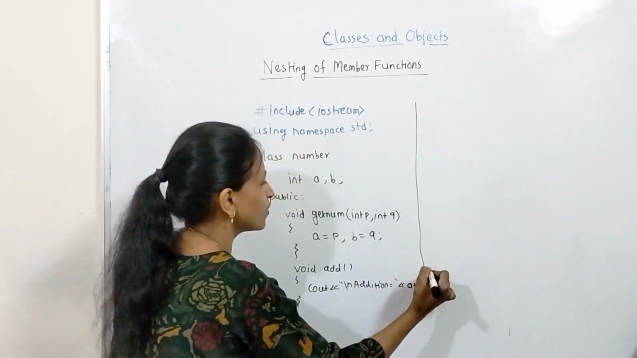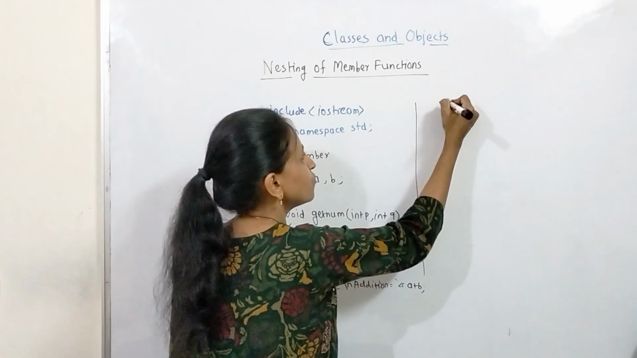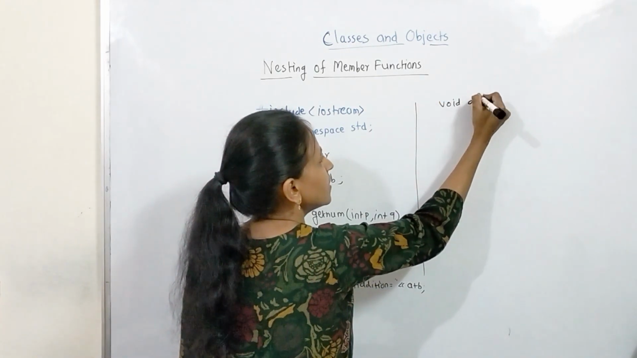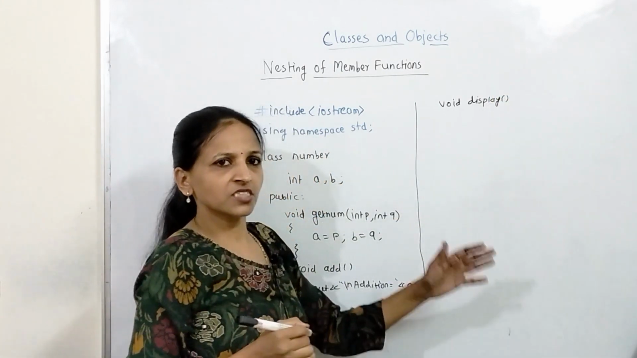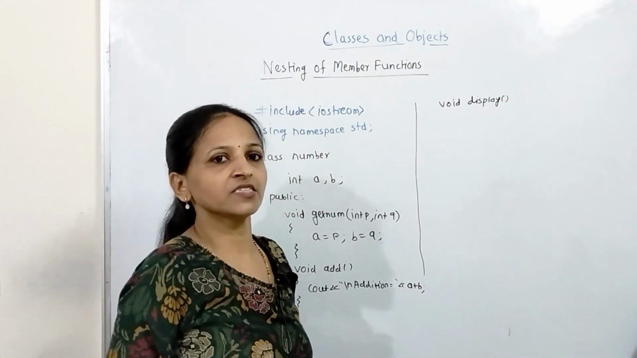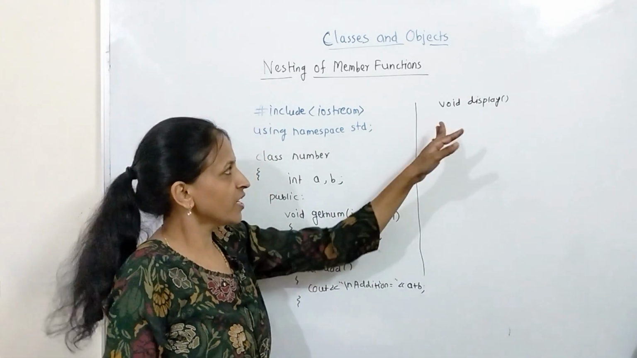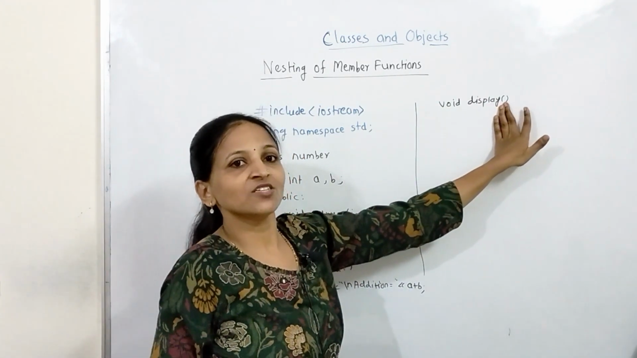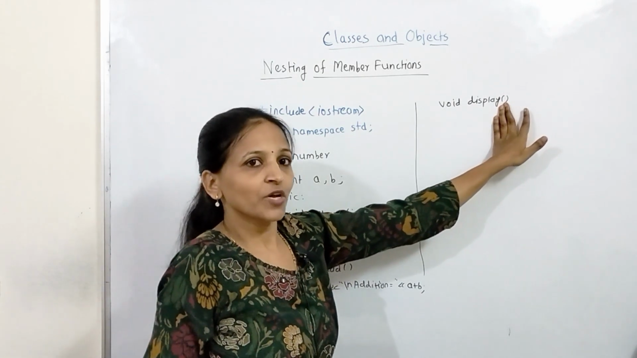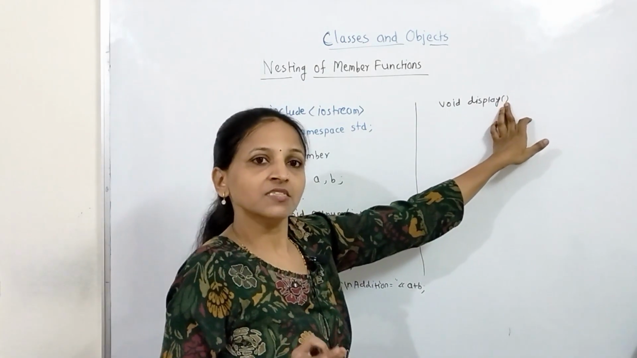Simple. Here I am going to write the third function, that is void display. See, the return type should be void. Why? Because this display just displays something, we are not returning anything. That's why the return type is void, and again it is not required to pass anything to this display function. Okay, and that's why this parenthesis is blank.